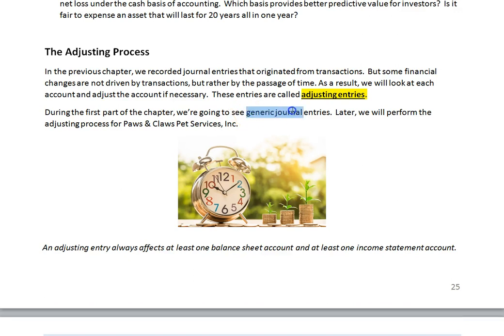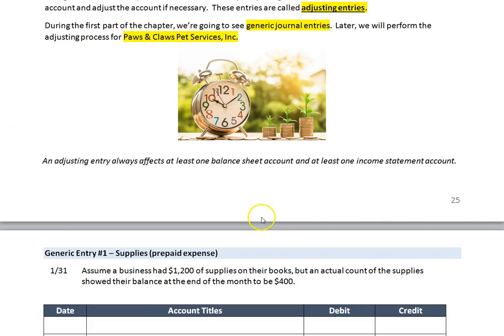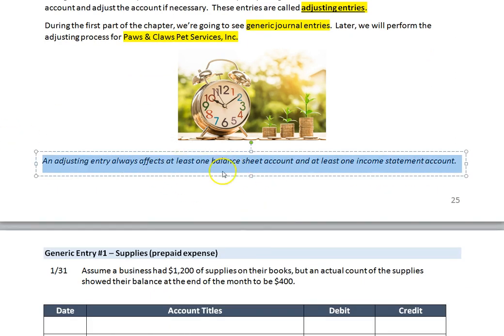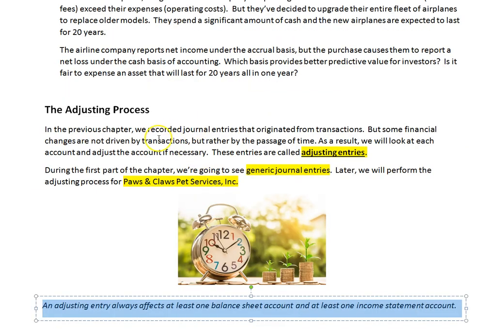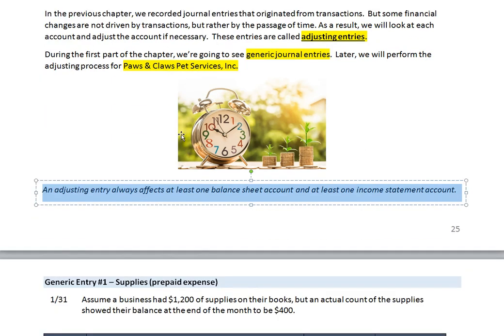We're going to look first through some generic entries, and then later we're going to see specific entries for Paws & Claws, the business we're following throughout this text. An adjusting entry always affects at least one balance sheet account and one income statement account. As we see them, they're all going to meet this criteria. Also, in chapter 2, cash is hit almost every other transaction. In chapter 3, we're not going to see cash hit at all. So in chapter 3, cash is never affected.